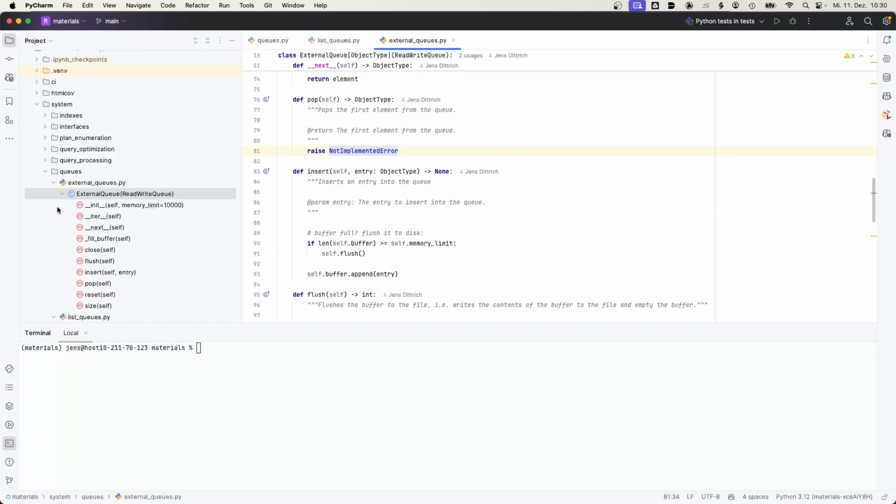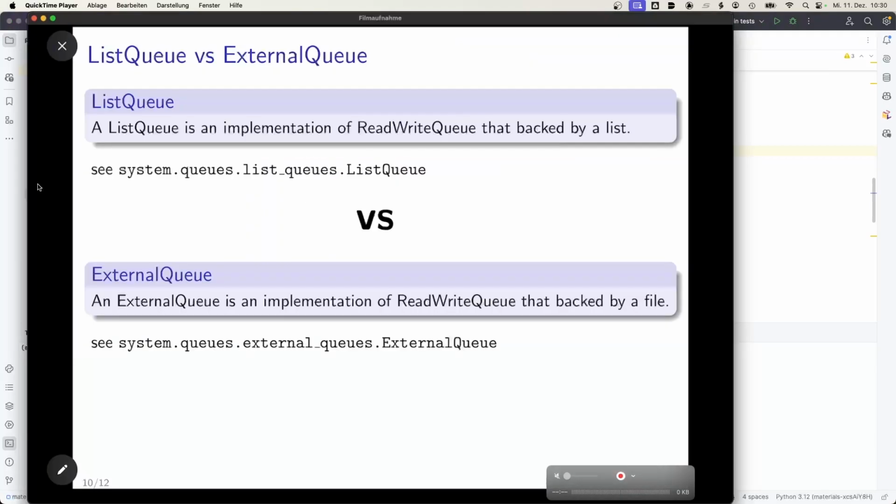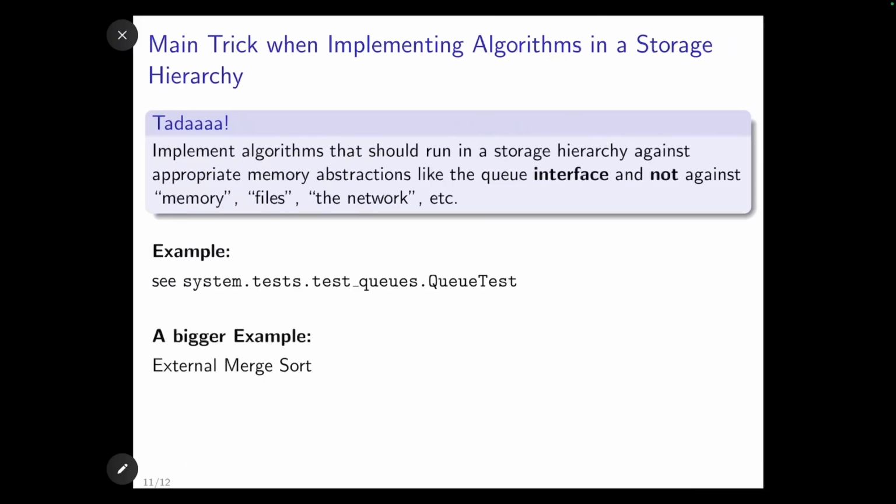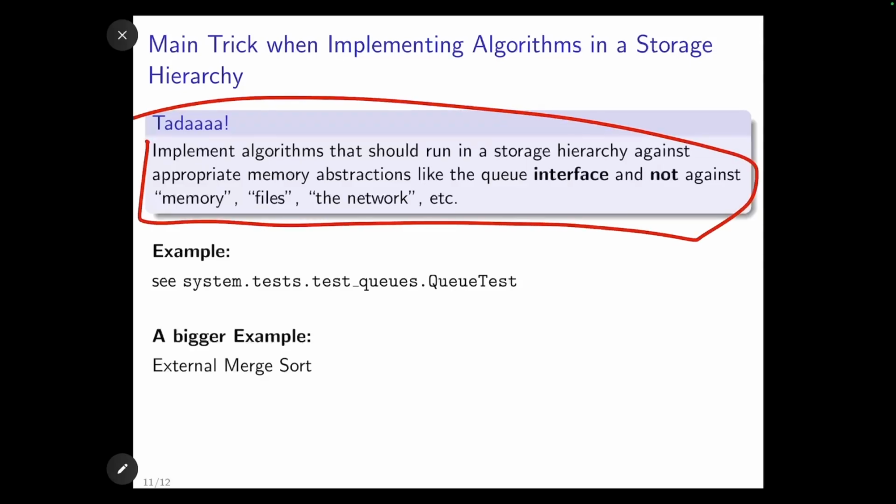And then basically the insight, or the trick, when implementing algorithms in a storage hierarchy, in particular in between main memory and external SSD. When I say external storage, take it as an abbreviation for SSD or hard disk. So the trick is you implement your algorithms using this queue interface, abstracting away the notion of files and networks. Yeah? This is a trick that you can play in multiple places of the storage hierarchy.